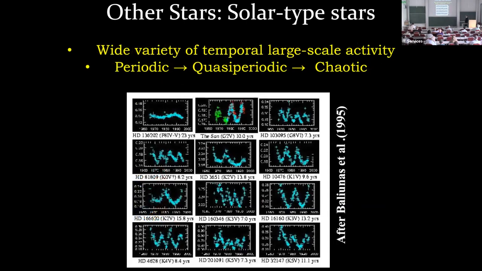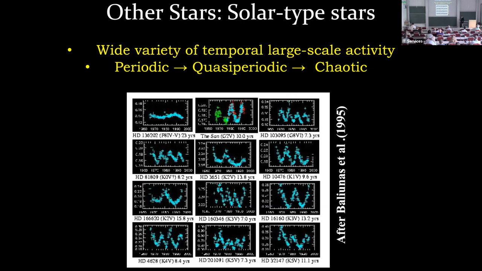What else would we like it to explain? Well, if you take solar type stars, there's a wide variety of temporal behaviors, temporal large scale activity. You can see here there are stars which seem to be largely periodic. Okay, this is the sun, if you viewed the sun as a star. This is the calcium H and K emission, which is nicely periodic. There are some which are kind of flat, although you might be able to see a period in here. There are some which are interpreted as going into or coming out of a Maunder minimum.